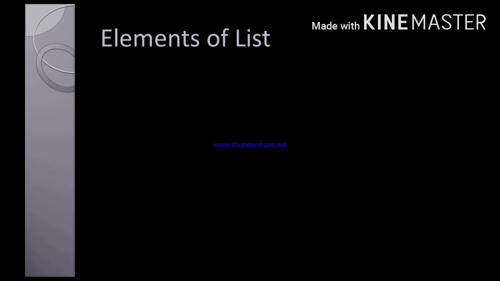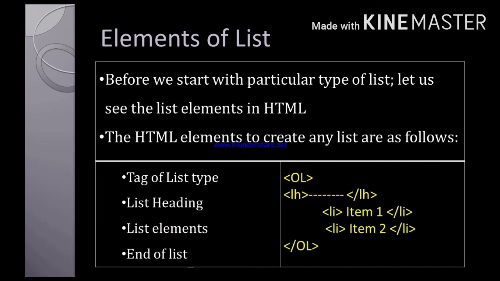Elements of list. Before we start with a particular type of list, let us see the list elements in HTML. Means while making code for the list, what kind of tags we are using, that we will see. The HTML elements to create any list are as follows. First, the tag of list type, whether it is ordered list, unordered list or description list. Then second thing is list heading. Third is list elements or list items, we can say. And fourth is end of the list.